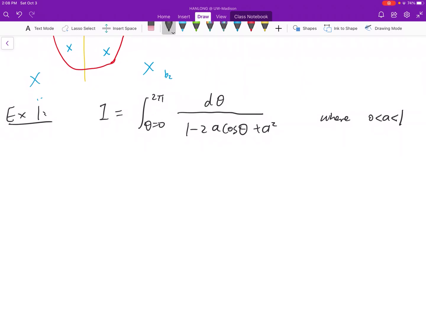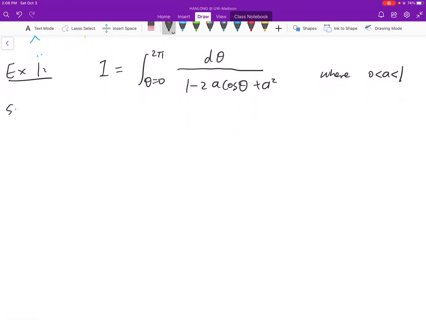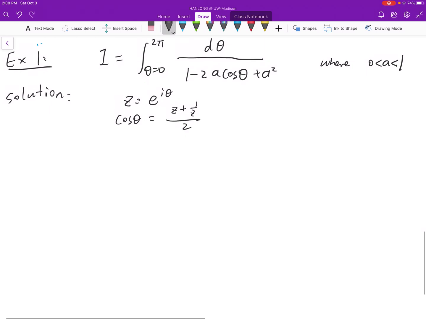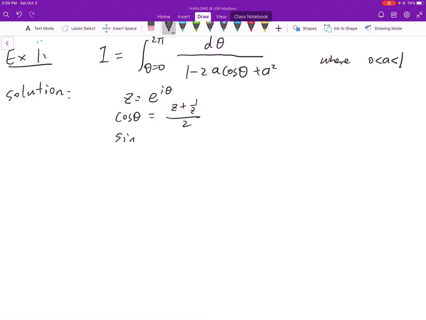So the solution. At the very beginning, we can do it step by step and write down all the details. If you get familiar with this method, you can speed up by skipping several intermediate steps. Here you don't have sine, so it's not necessary to write the sine part. d theta is dz divided by iz.